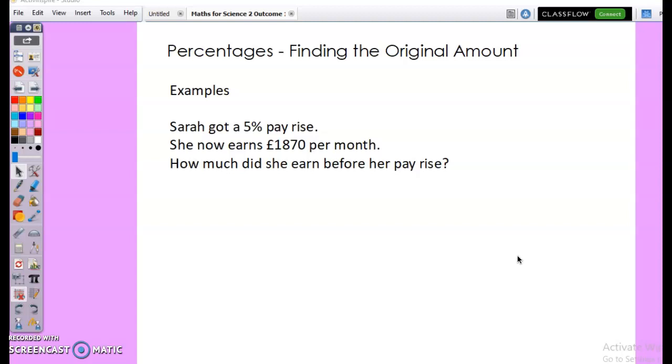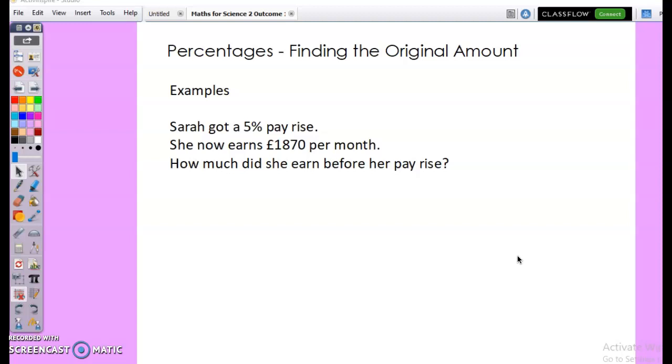So imagine you've got a question where you've found a percentage of something, you've added it on or taken it away, you've got your answer. And what I want to know this time is, what was that first amount that we had to begin with before we did the percentage and added it on or took it away? Okay, so think about this one.